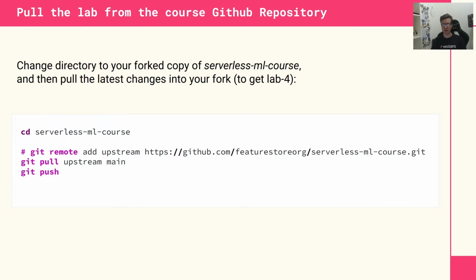So let's get started. What you'll need to do to get started is, of course, pull the latest changes from the ML course repo to your forked version of the repo. So we've done this before in the previous labs. I hope it's pretty straightforward.